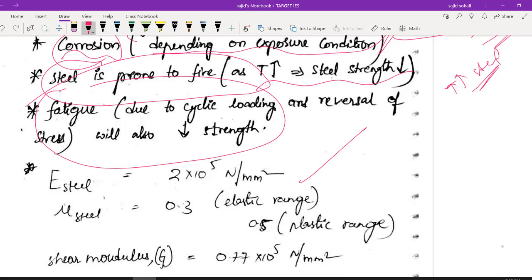What is this fatigue? See, cyclic loading. You are adding the loading and removing the loading, just like live load. If it is continuously applied and removed, what will happen? It will lose its strength, just like all objects. Not only steel, many objects lose strength, and steel also loses it. Due to cyclic loading or reversal of stresses, there will be some decrease in stress.